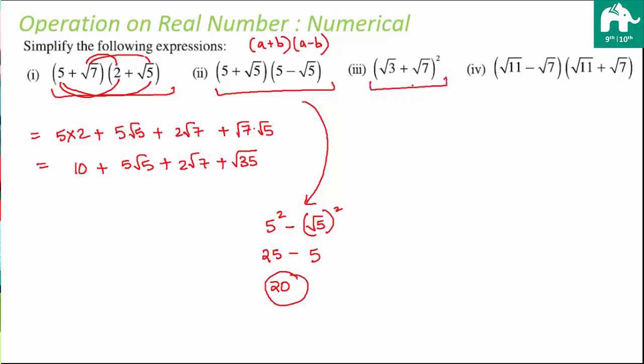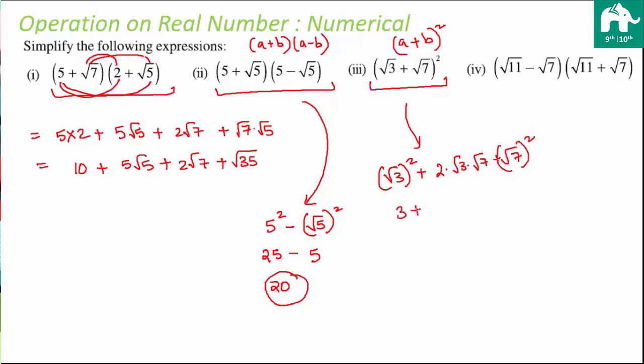Let's look at the third one: root 3 plus root 7 whole square. This is of the form a plus b whole square. And what is a plus b whole square? a square plus 2ab plus b square. So root 3 square is 3, 2 into root 3 into root 7 is 2 root 21, plus root 7 square is 7. So this will be 10 plus 2 root 21. That's the answer.